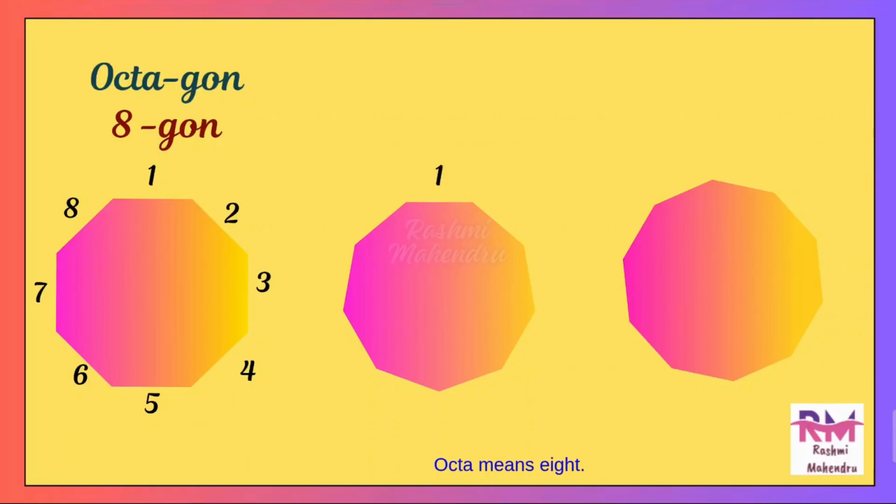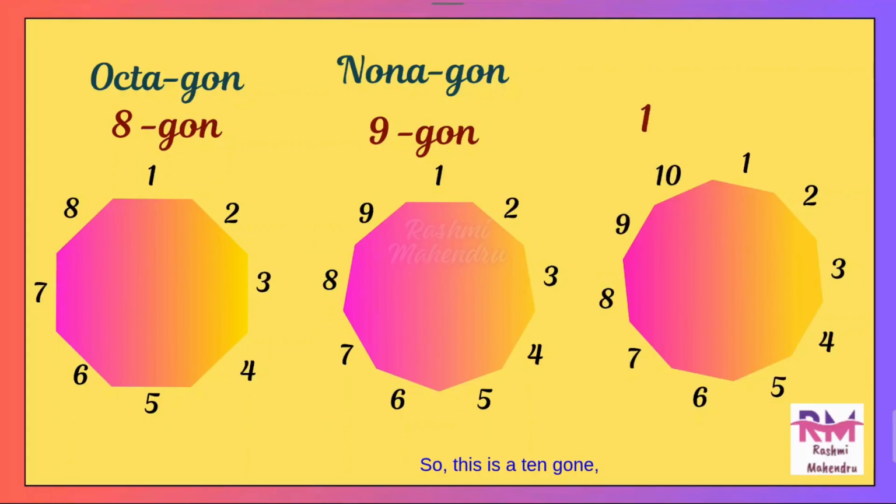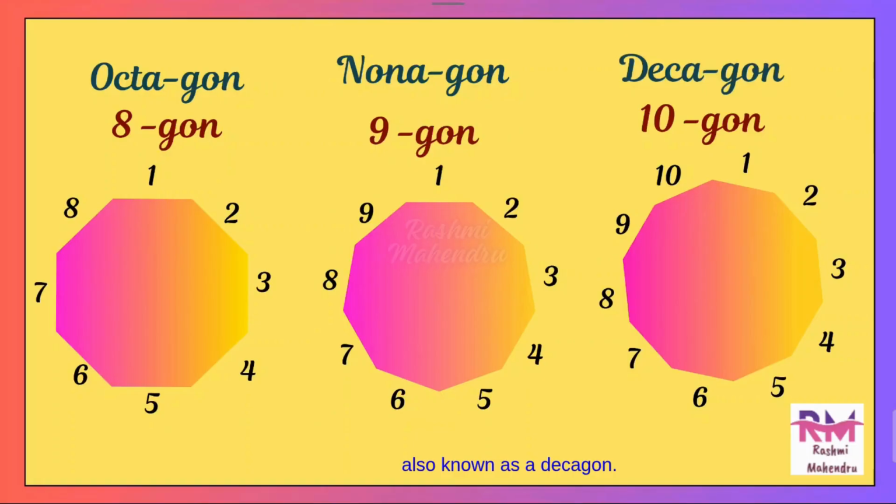Octa means 8. 1, 2, 3, 4, 5, 6, 7, 8, 9. So this 9-gon is called a nonagon. And observe the difference in the shapes, how the shapes are changing from flat to more pointed. If you observe these 3 polygons on the screen, you will see only with 1 point increase, one side is getting increased. So we have 1, 2, 3, 4, 5, 6, 7, 8, 9, 10. So this is a 10-gon, also known as a decagon.